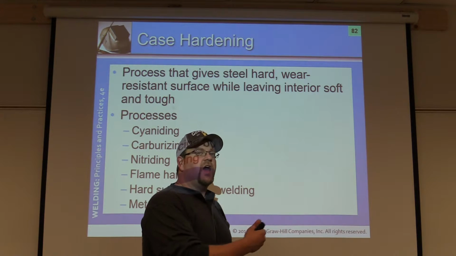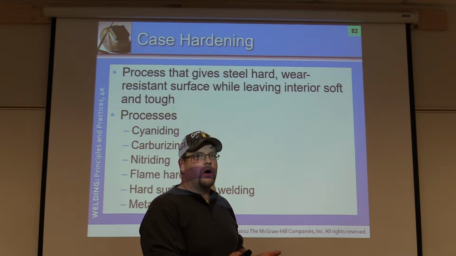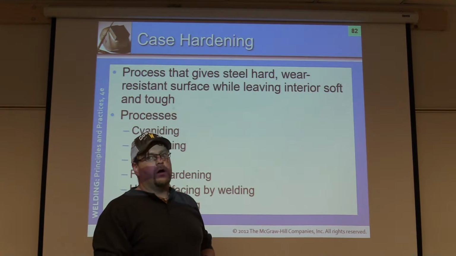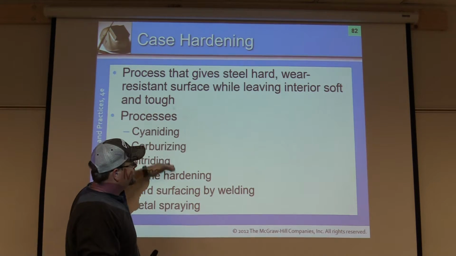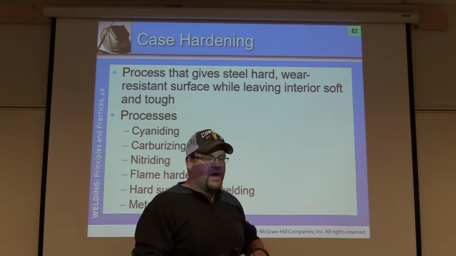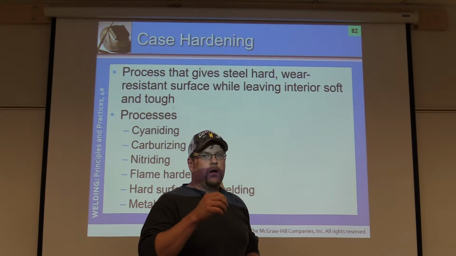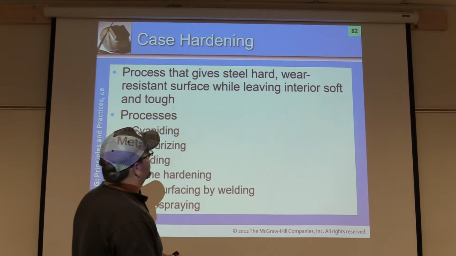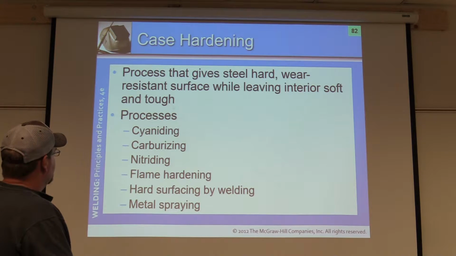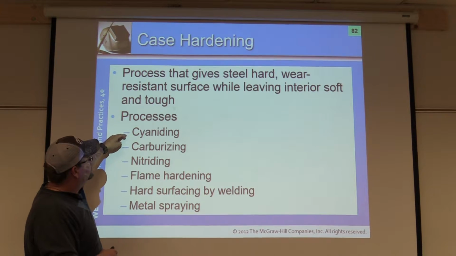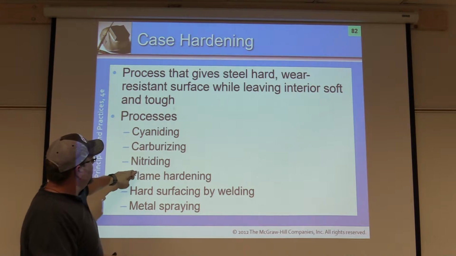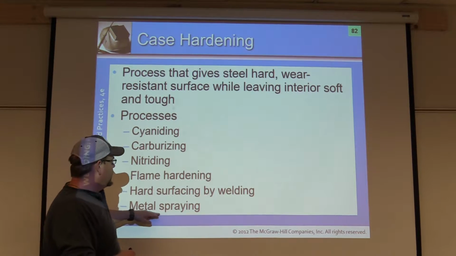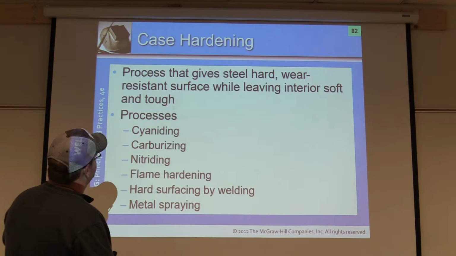If we make the exterior, the edge, or the surface hard, and it doesn't have to be done just by carbon, there are other ways of doing it, then that's what's happening: we're leaving the edge harder and stronger, but the interior still maintains its soft ductility and so forth, okay? These are the different methods that you can use: cyaniding, carburizing, nitriding, flame hardening, hard surfacing by welding, or you can even do a metal spray application upon it now.